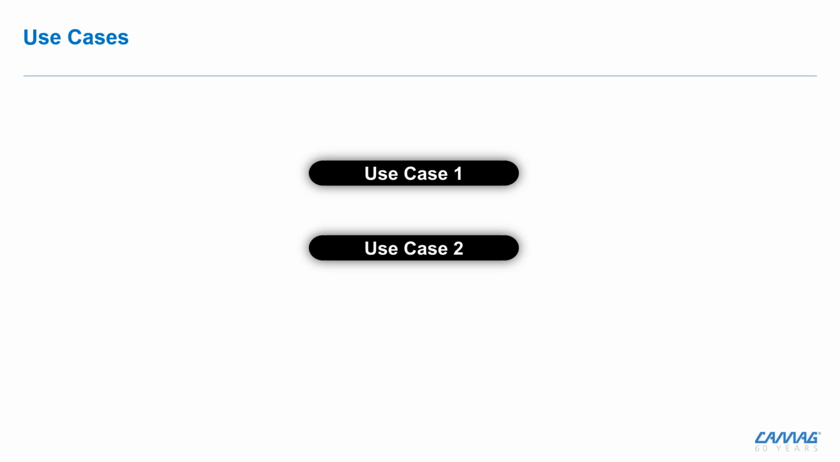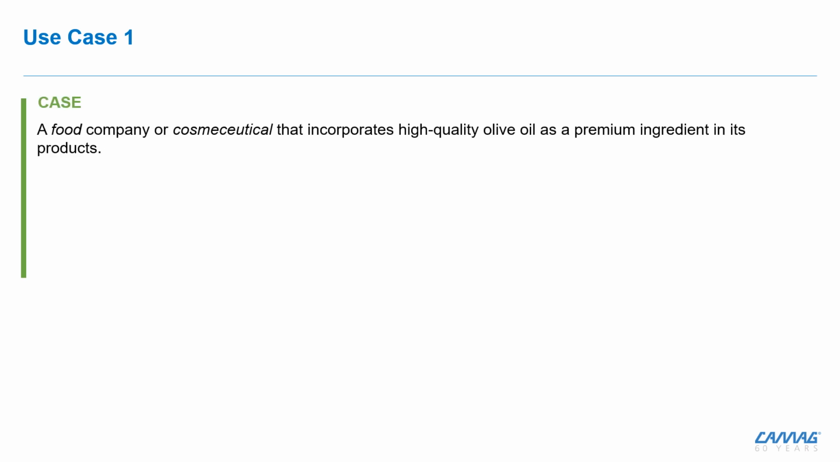Let us move from the features to the practical application. Here are two examples showing when and how the tools can solve everyday challenges in quality control and authenticity testing. In the first example, consider that you have a food or a cosmeceutical company that incorporates high-quality olive oil as a premium ingredient in its products.